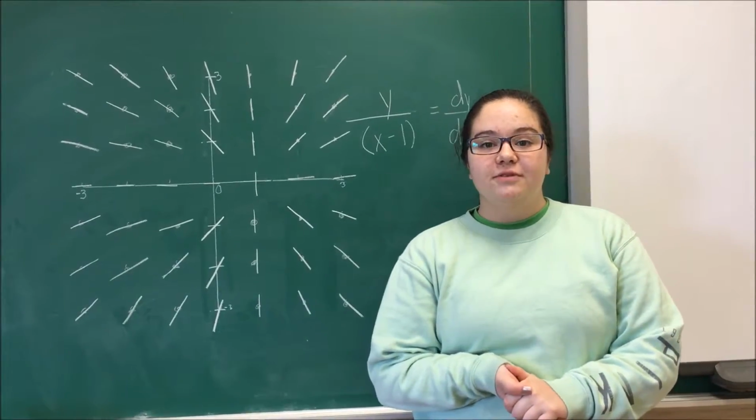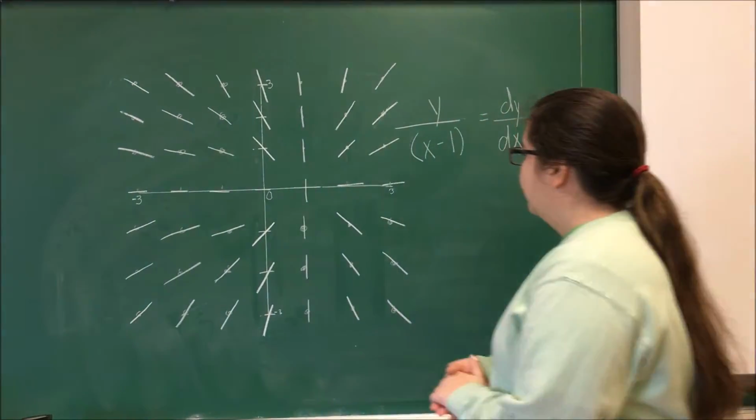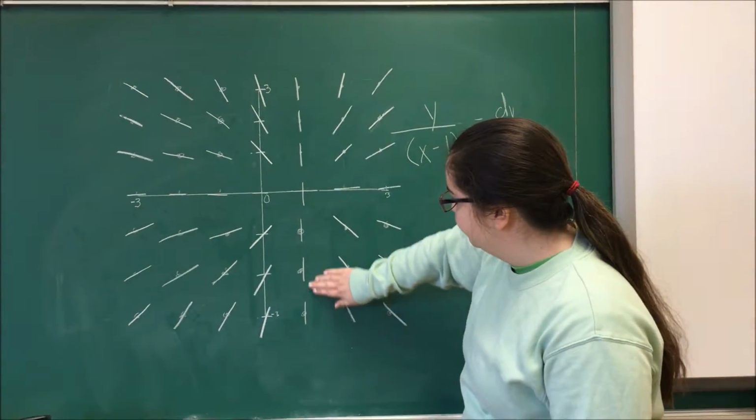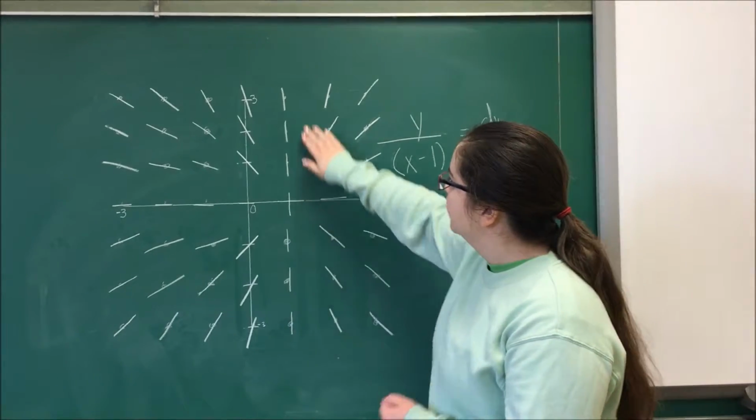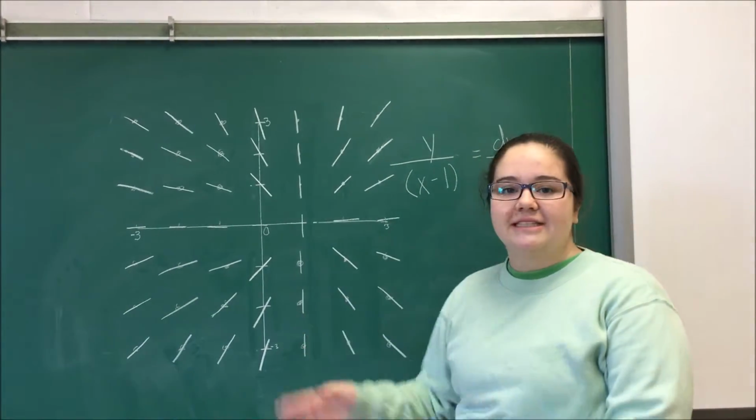We can also use slope fields to find asymptotes. For example, on this equation, since at all places where x equals 1, the slope is undefined, that means there's an asymptote there. Slope fields!